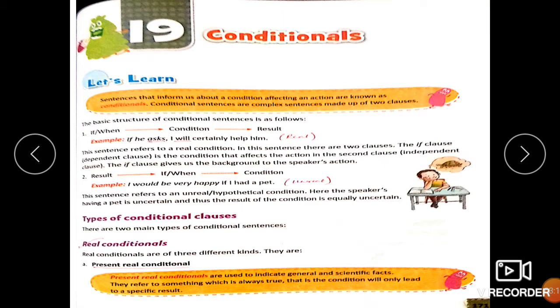The second clause here is the independent clause, and you can see that it is very well affected by the subordinate clause. If he asks, only then I shall take up an action. And what is that? I will certainly help him. This is how the condition affects the result, or the action.